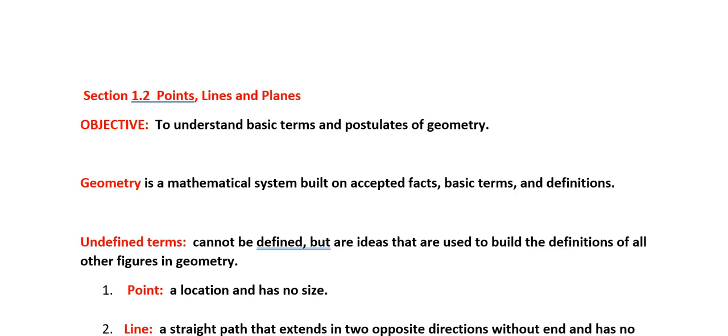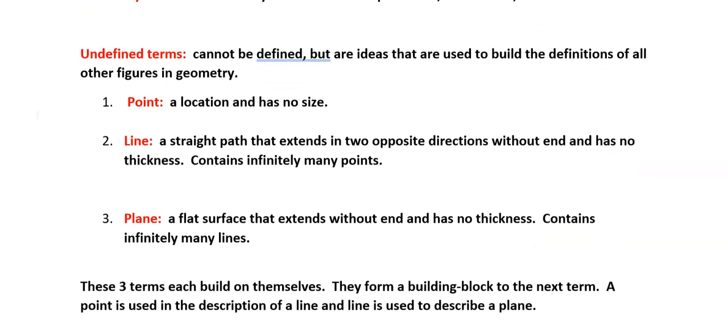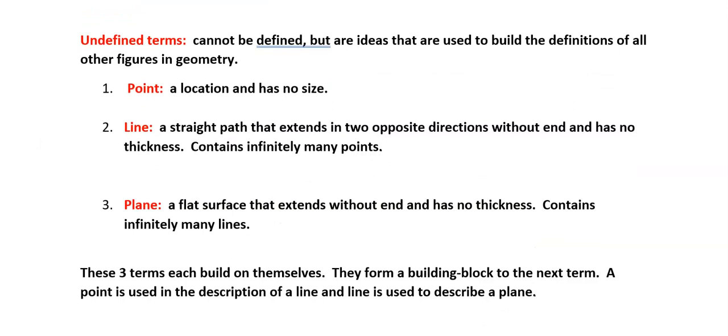We do have vocab tests on the definitions, so eventually there'll be a matching or fill-in-the-blank type quiz or test. Geometry is a mathematical system built on accepted facts, basic terms, and definitions. So we're going to start with a few undefined terms. These are the ones that are the building blocks of every other definition that we have. They're a little bit sketchy as far as why they're undefined, and I'll explain that in a second.